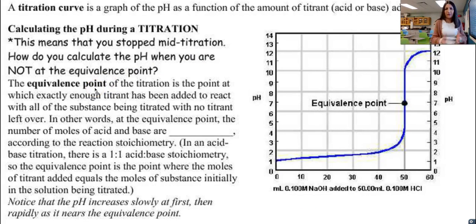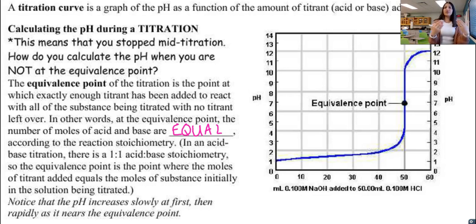So what is the equivalence point? Let's make sure that we know that first. It's the point at which exactly enough titrant has been added to react with all of the substance being titrated, and there's no titrant left over, okay? So that's our equivalence point. When you're at that point, the moles of the acid and the base are simply equal to each other.